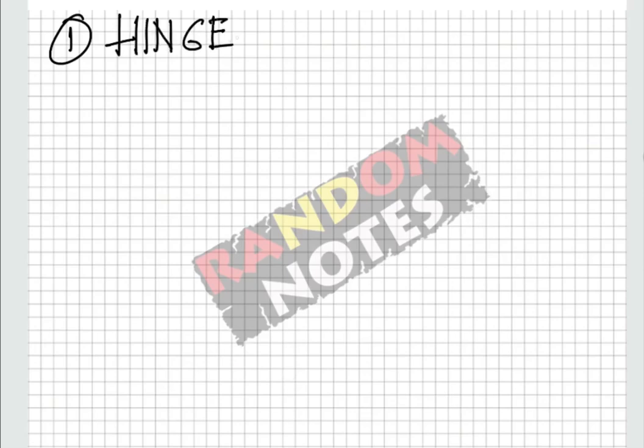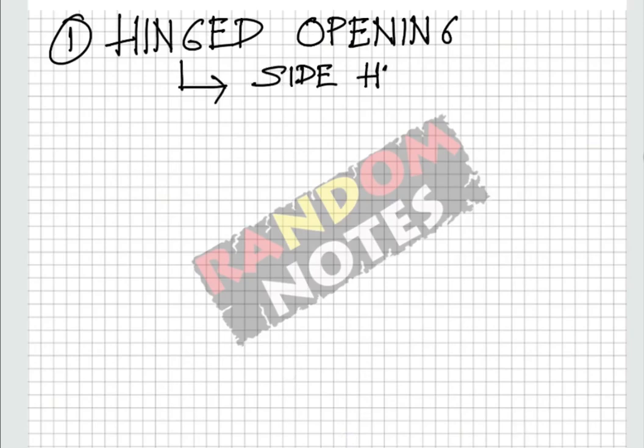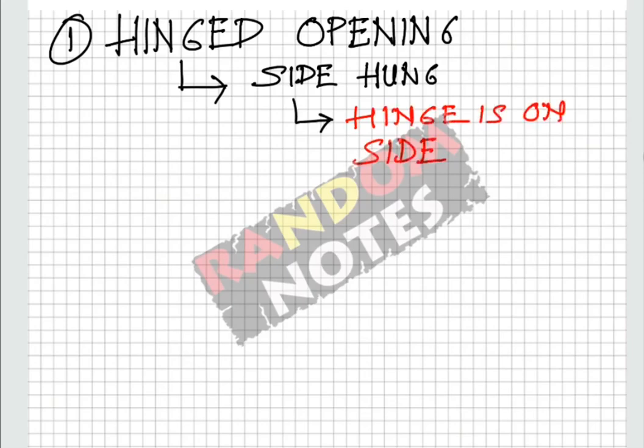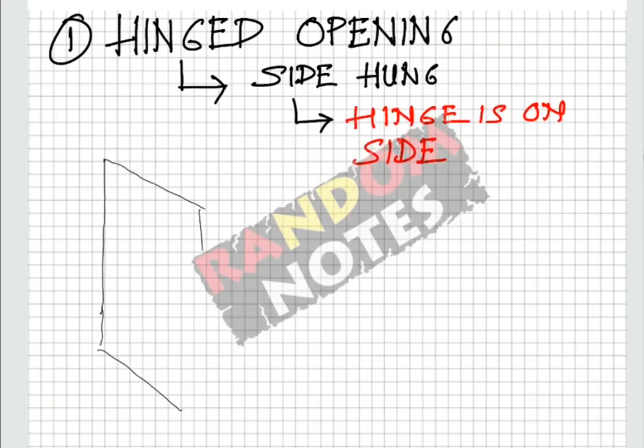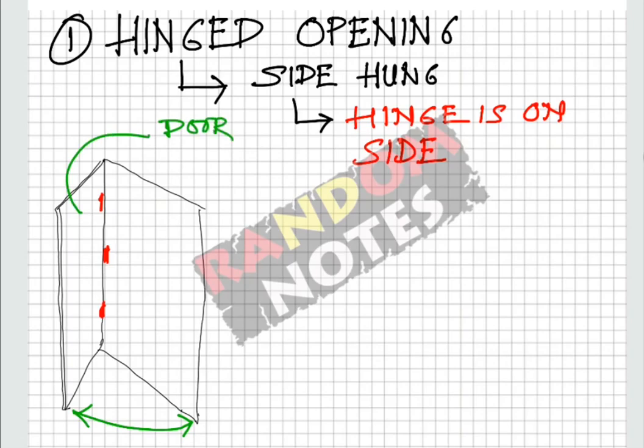The most common is the hinged opening. In this, a shutter is hung using a hinge parallel to either the side or the top of the opening. As the sketch shows, the hinges shown in red hold the door to the side and the door can swing to open or close. This is the side hung door.